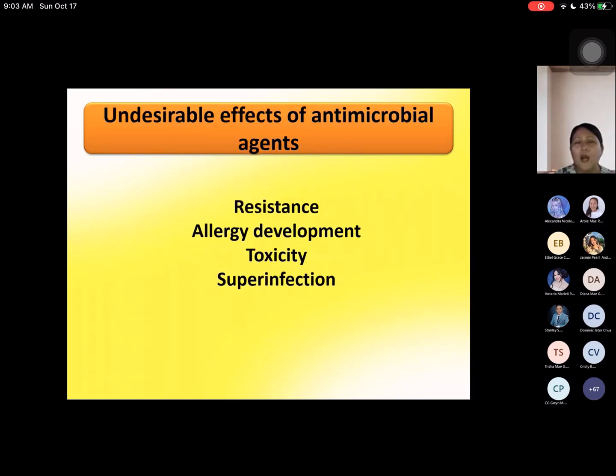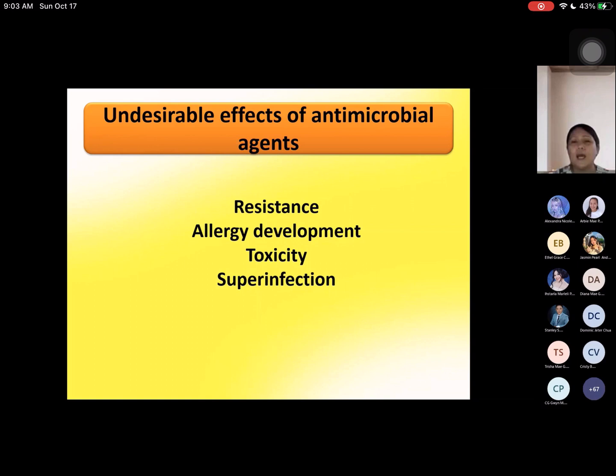What are the undesirable effects of antimicrobial agents? We have, of course, resistance. Okay. These are the undesirable effects of antimicrobial agents. Resistance. And we learned the different factors of how the microorganism resists certain antibiotics or antimicrobial agents. Next is the allergy development. You can have allergy to some antimicrobial agents or antibiotics.